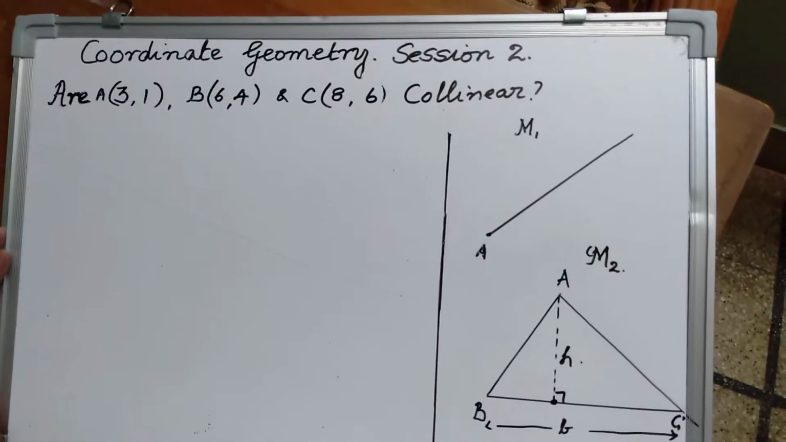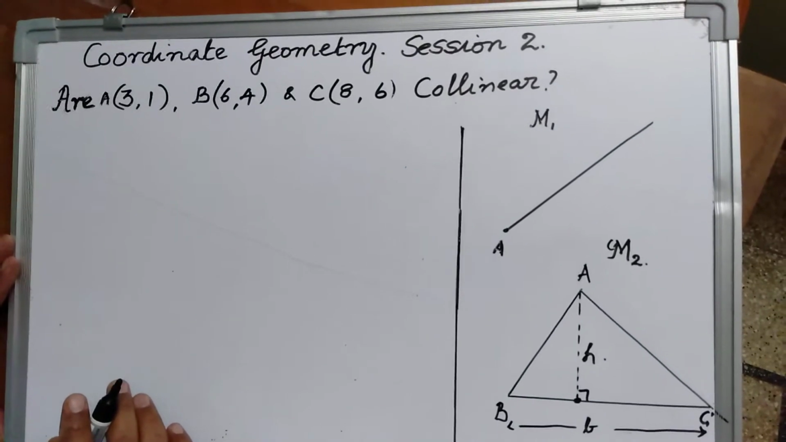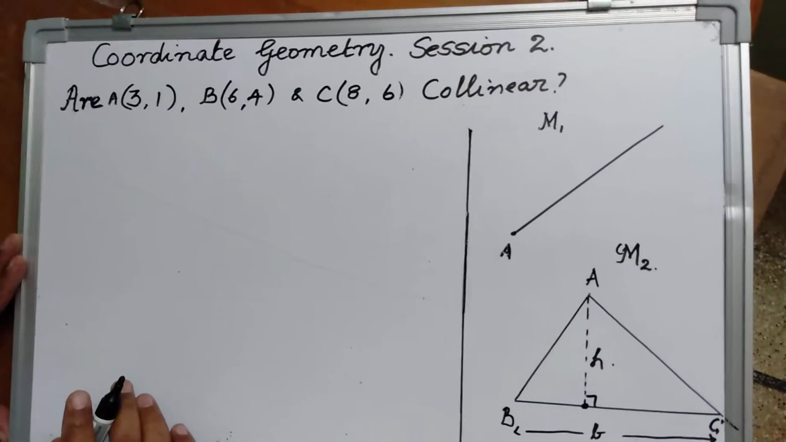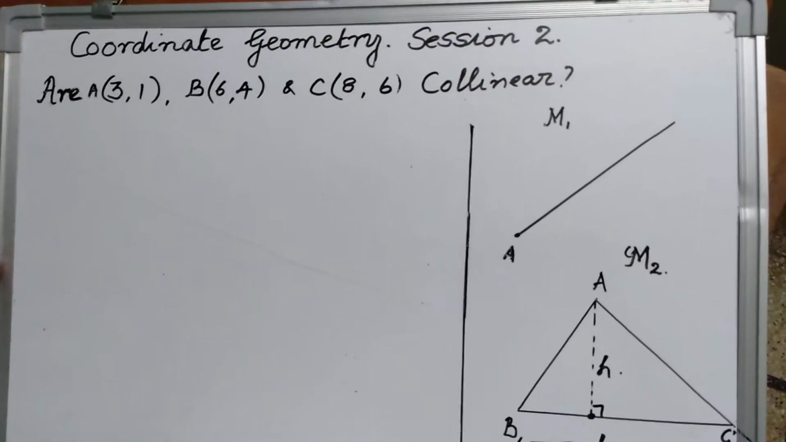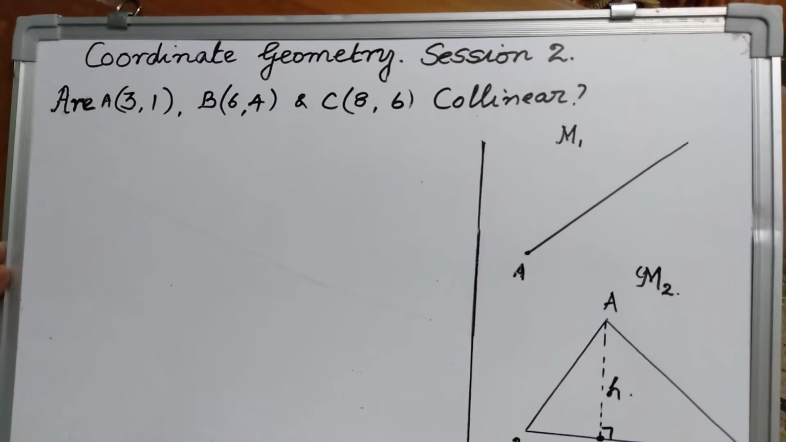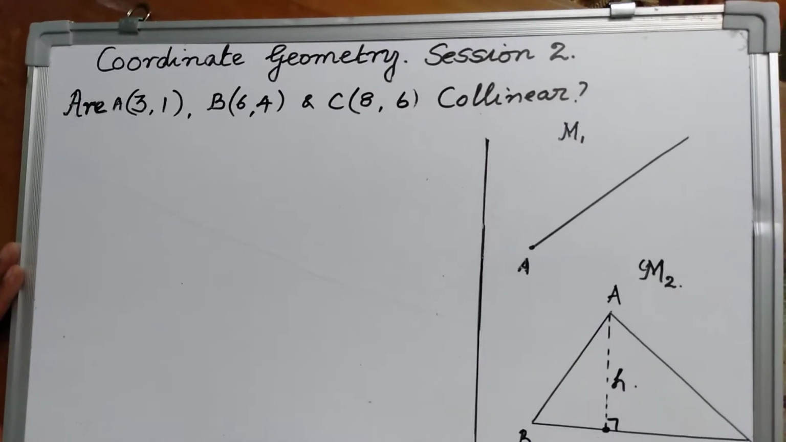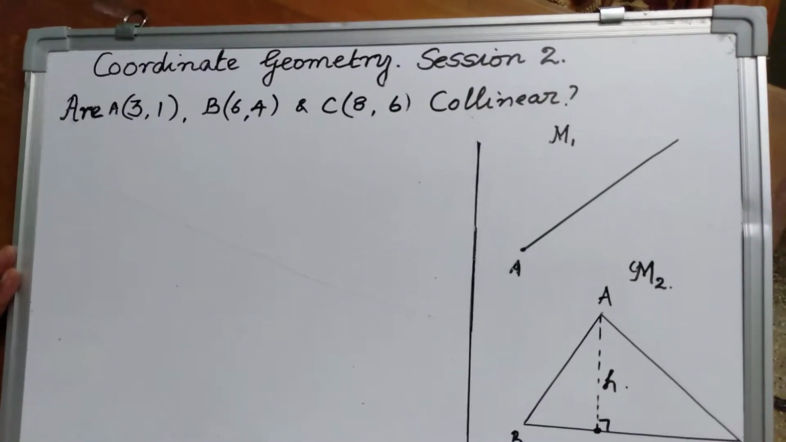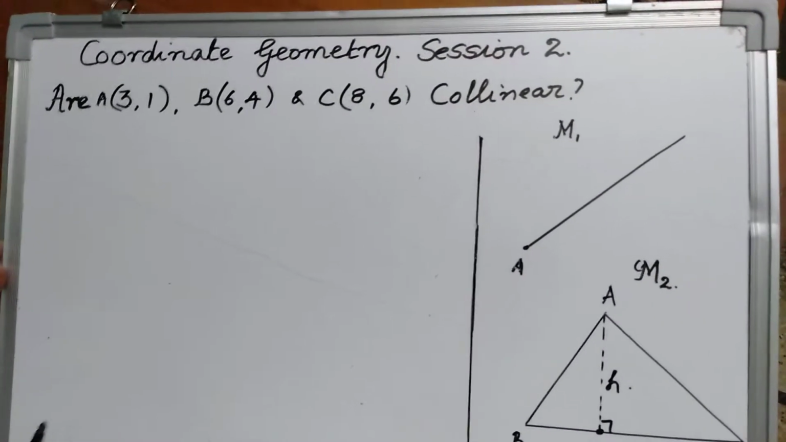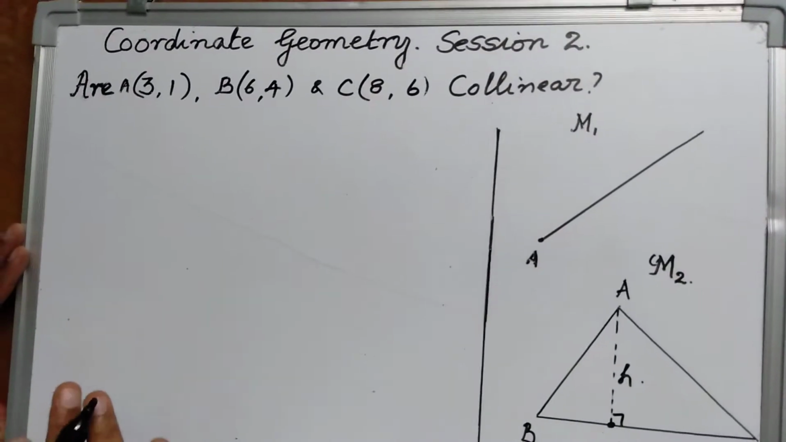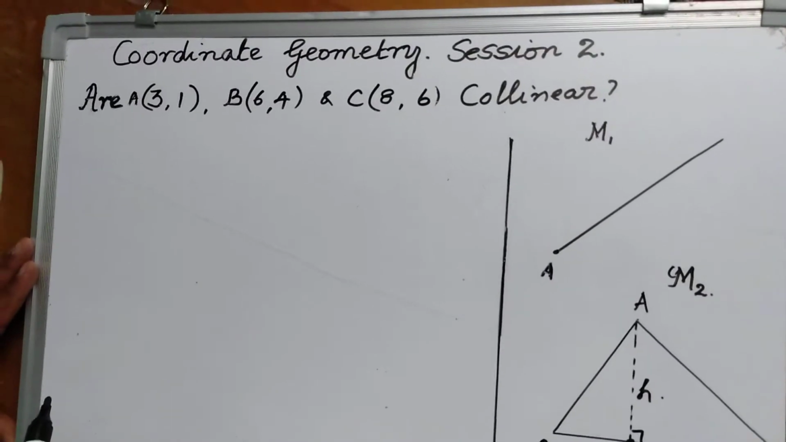Dear students, today we are continuing coordinate geometry. This is session 2 and we are solving some problems based on the revision that we had in the first session. In the first session we had made a list of all formulae and revised them, namely the distance formula, the section formula, the midpoint formula, the formula for the area of a triangle, and the formula for the coordinates of the centroid.